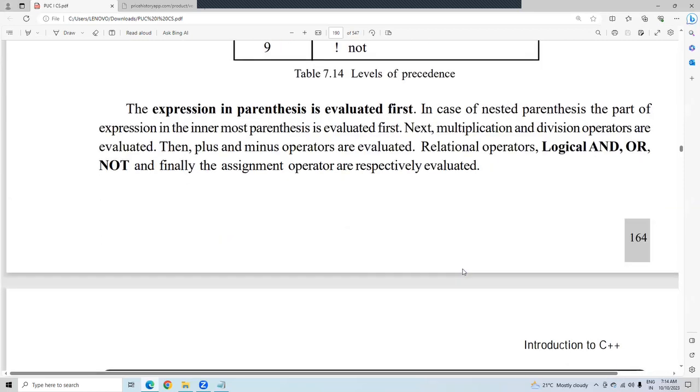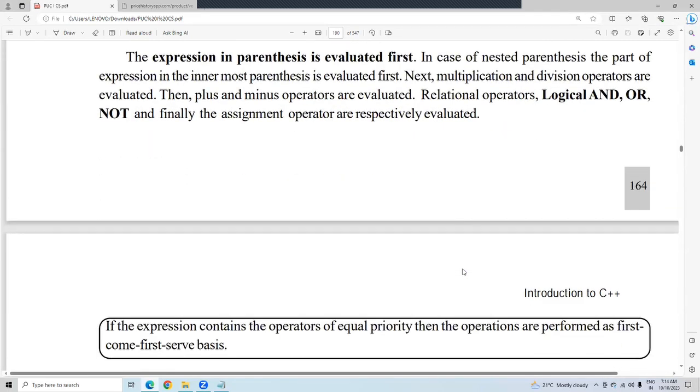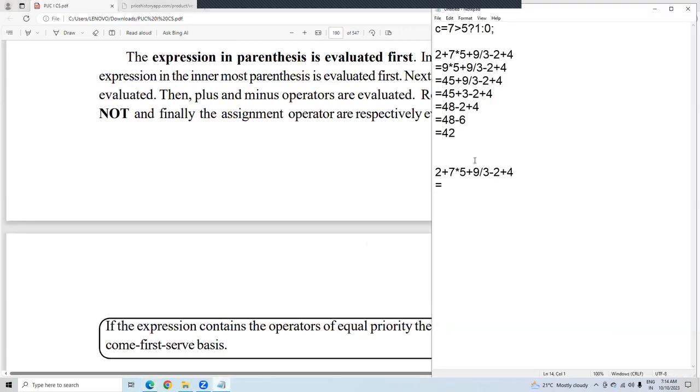Now here, the expression in parentheses is always evaluated first, even in mathematics. Assume we have a simple equation, 7 plus 3 multiplied by 2. As multiplication has higher priority, first you do 3 into 2, 6. Then 7 plus 6 is 13. But if I write the same equation with 7 plus 3 enclosed in parentheses, multiplied by 2, what happens now?